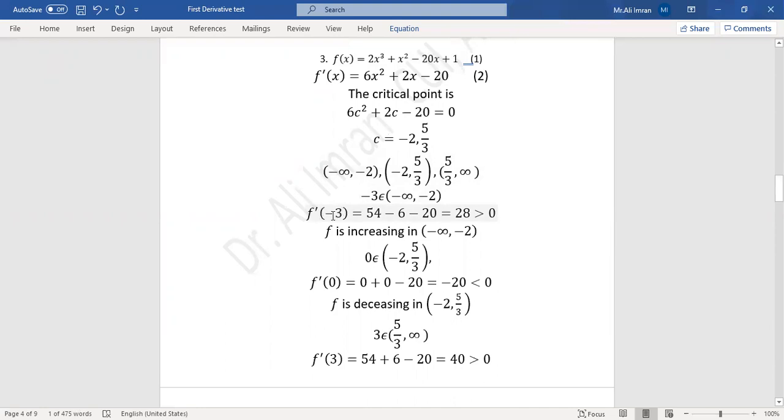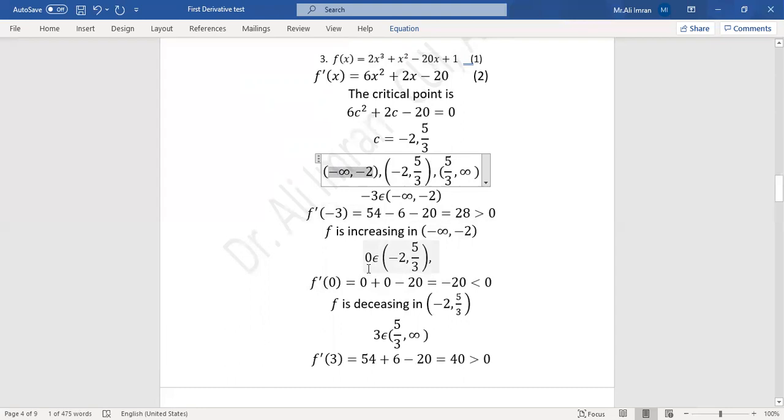F prime of minus 3 is equal to 54 minus 6 minus 20, which is equal to 28, which is greater than 0. It means that the derivative is positive, or greater than 0, so the function is increasing in the first interval. F is increasing in the interval minus infinity to minus 2. Now we will check the behavior in the second interval. We take a test value from the second interval. 0 belongs to this interval, minus 2 to 5 by 3.